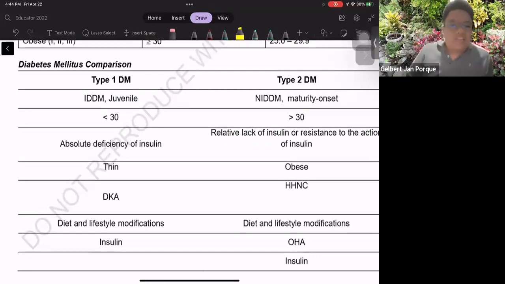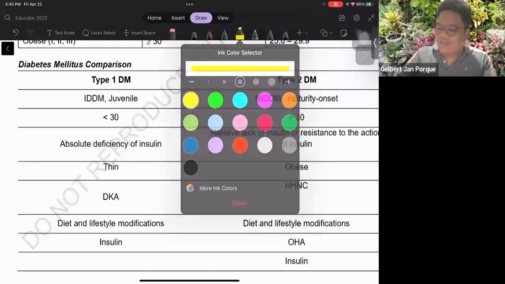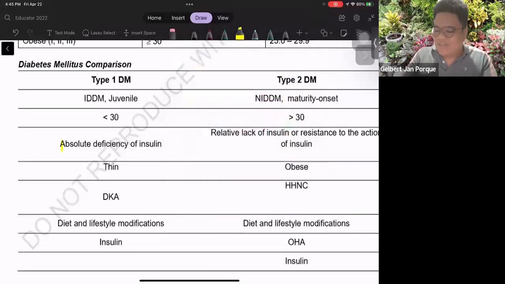Now, let's have the comparison of your two diabetes types. Class, type 1 diabetes is IDDM, your juvenile diabetes mellitus. Commonly it occurs at the age of younger than 30. Your problem here is that beta cells are destroyed. There's an absolute deficiency of insulin.